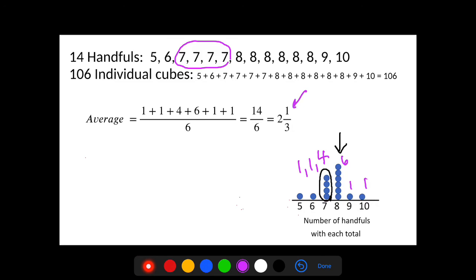It should be a red flag when you get 2 1/3 because our average should always be somewhere between the minimum and the maximum. And if we were to extend this down to 2 and draw a fulcrum, we could see clearly that's not the average because we would tip over to the right.